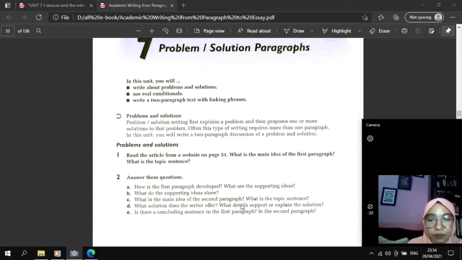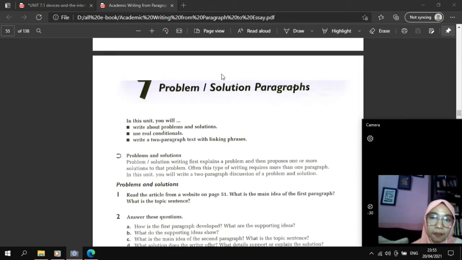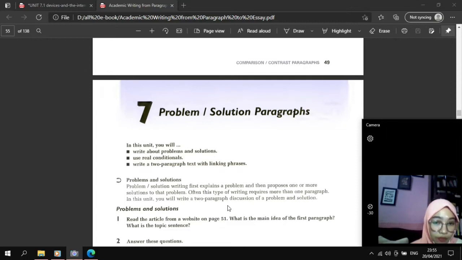Now, before we come to a very long explanation, here it says how to write a problem paragraph. A problem paragraph describes and discusses a problem issue. The topic sentence names the issue you will discuss, and then the supporting sentences show why this issue is a problem. So in a problem and solution paragraph, you have at least two paragraphs. The first paragraph is the problem, the second paragraph is the solution. But if it is in a thesis, you need like 3 or 4 pages, maybe two pages of the problem and then one page of the solution.